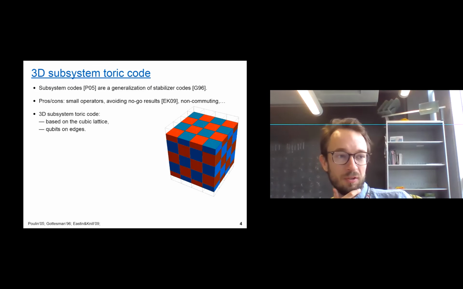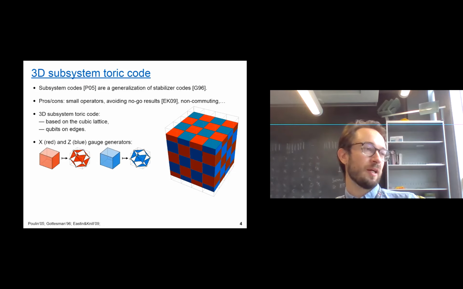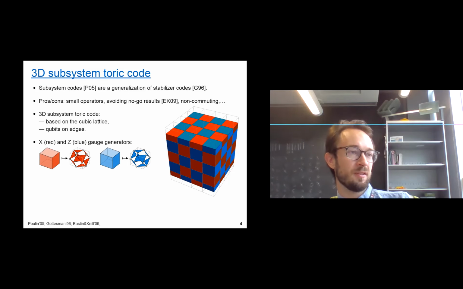So our code is just based on the cubic lattice. You can see here we've got the cubic lattice, and importantly you can bicolor the cubes like this, in this checkerboard pattern, and we're going to put the physical qubits of the code on the edges. Then we have gauge generators that look like this. For each red cube, we're going to have these 8 operators, and you can see they're associated with the corners of the cube.